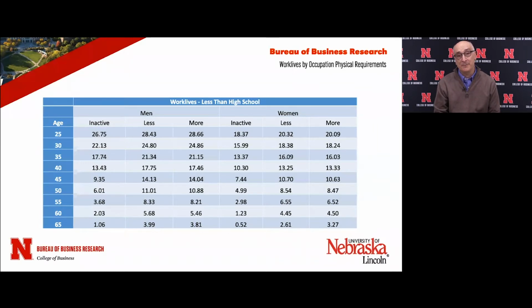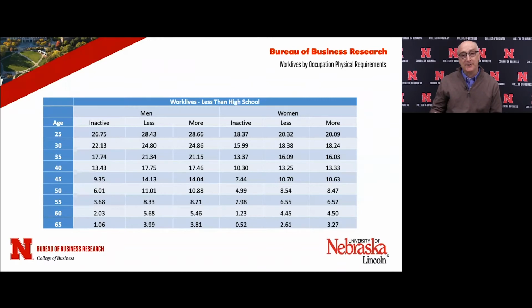And you can see they're very similar at almost every age. And looking for women, we find the same result again. Those who are inactive have shorter work lives. Those who start in either active states have very similar work lives. So what that says is people who are in physically demanding jobs, they don't leave the labor market, or they don't work any fewer years than people who are in less physically demanding jobs.